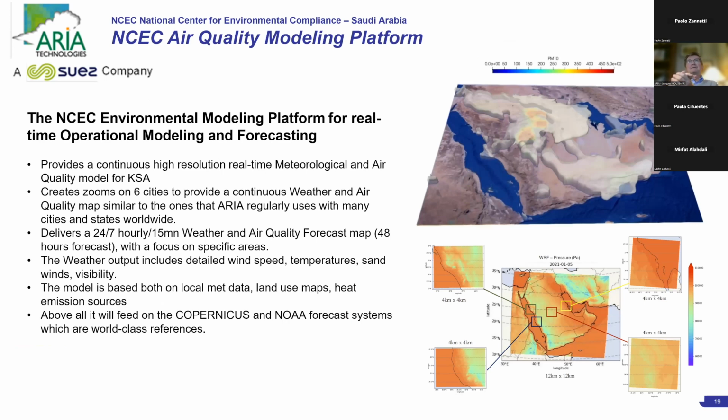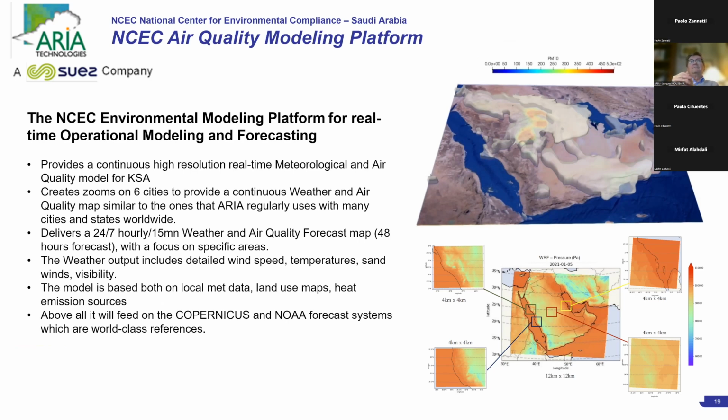So this is the presentation of what we did for the National Center for Environmental Compliance in Saudi Arabia. The center was initially located in Riyadh, but now it has another location in Jeddah. So Jeddah and Riyadh are the two places where we're running. And we provide a continuous high-resolution real-time MET and air quality model for the whole kingdom. And we have created zooms on 6 cities with a high-resolution urban model, providing a continuous weather and air quality map.